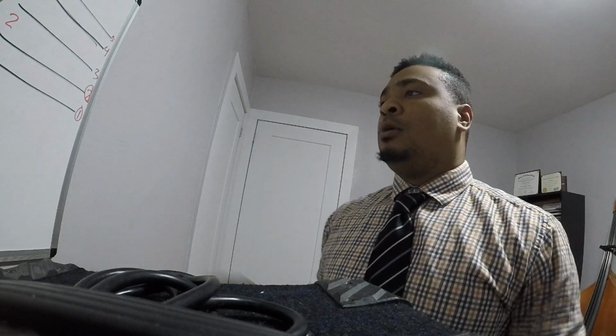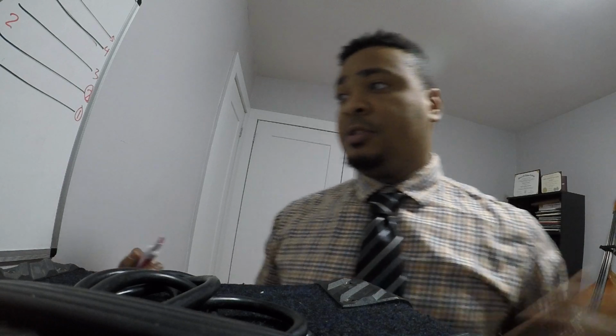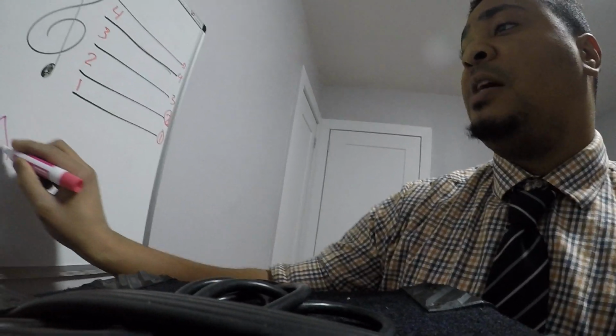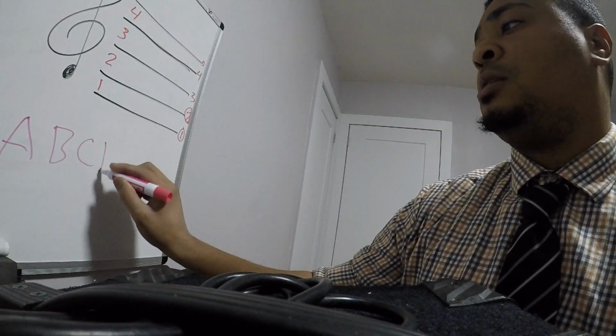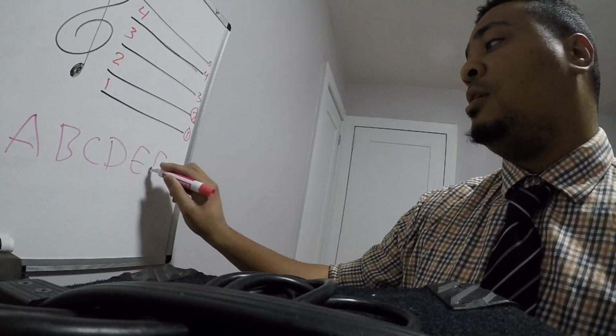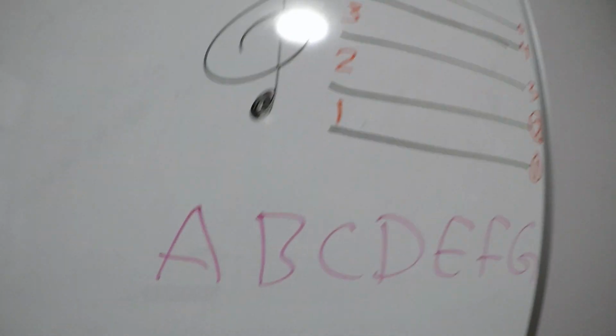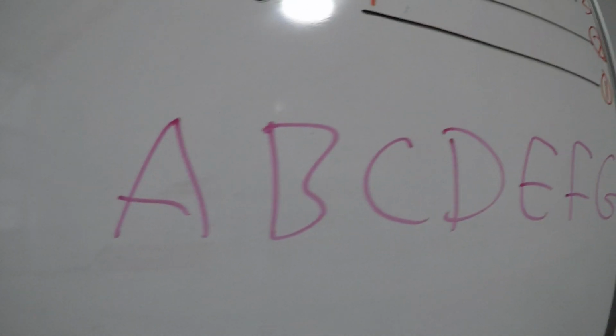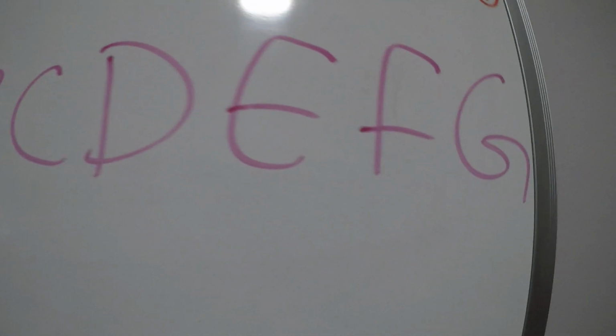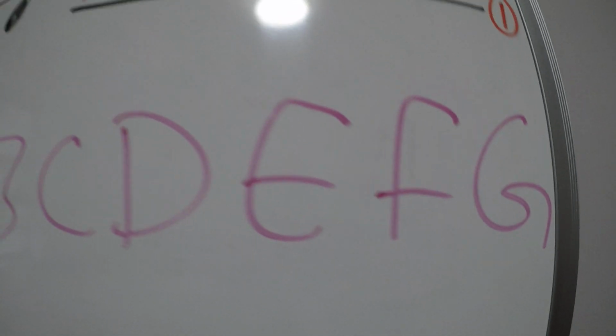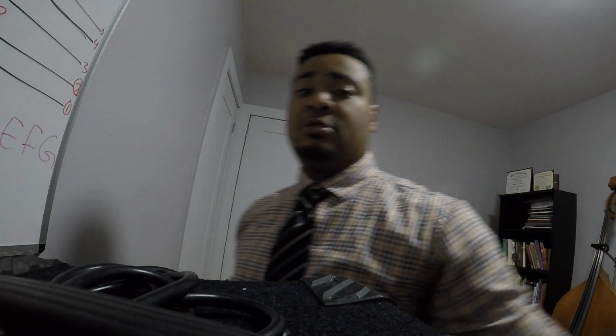So now, what goes on the staff? Notes go on the staff. What kind of notes? Letters. Use the first 7 letters of the regular alphabet in our musical alphabet. So A, B, C, D, E, F, G. The first 7 letters of the alphabet are the 7 letters of the musical alphabet. These are the notes. Anytime you hear people say play an E, play a D, play an F, they're talking about the 7 letters in the musical alphabet.